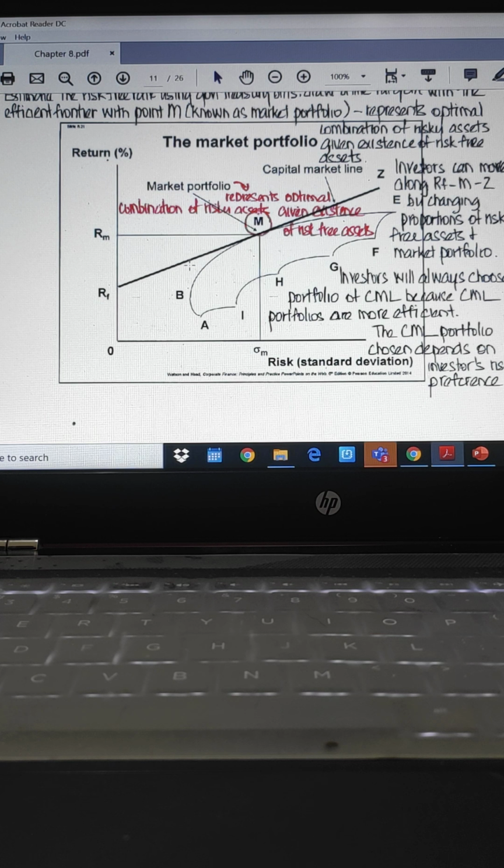You will notice I would rather be placed on the RFMZ, the CML line, where my cursor is, compared to down here on the efficient frontier, because for a given level of risk, I get a higher return for my investment.